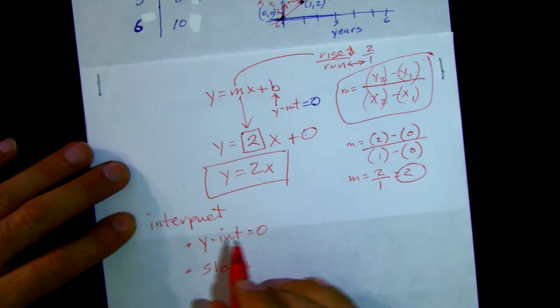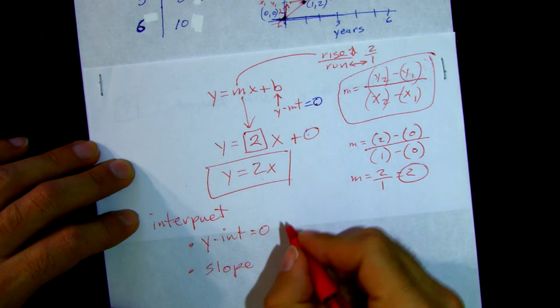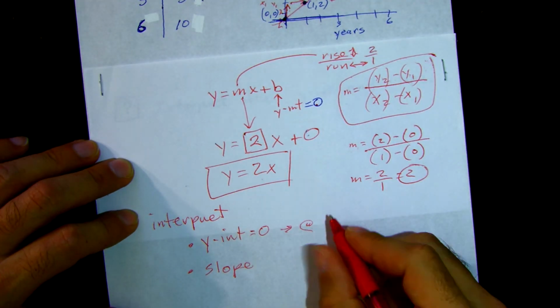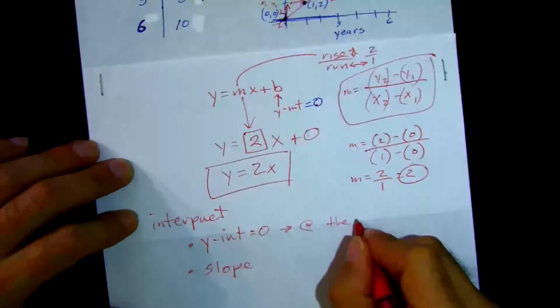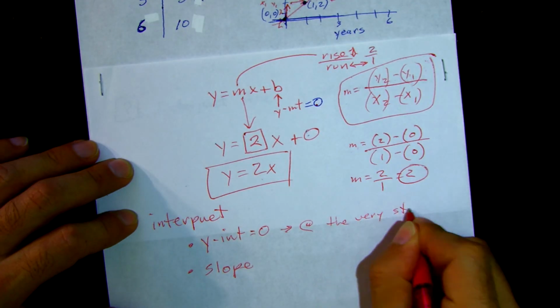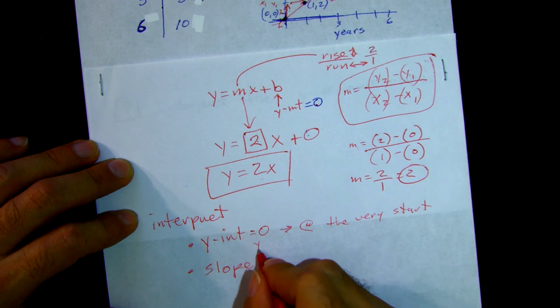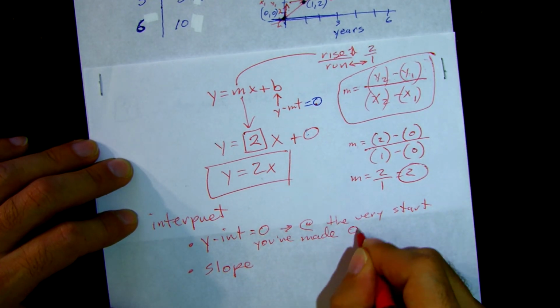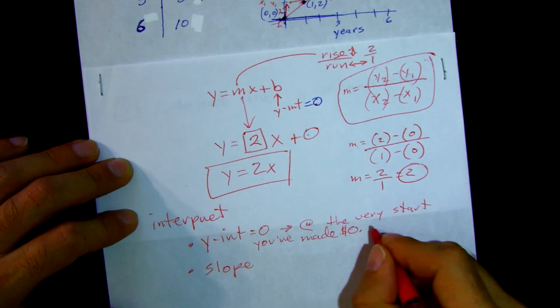So I'm going to say this. If I'm interpreting the y-intercept is 0, let's see. At the very start, right? You've made $0. You haven't done it. You haven't started.